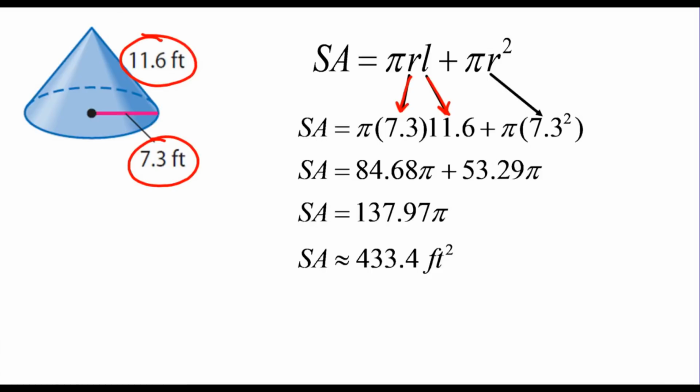And then pi r squared for the area of the circle base is going to be pi times 7.3 squared. And then again, I work through this calculation here, waiting to the very end as always to do my calculation times pi. And the surface area of this cone is going to be approximately 433.4 square feet.